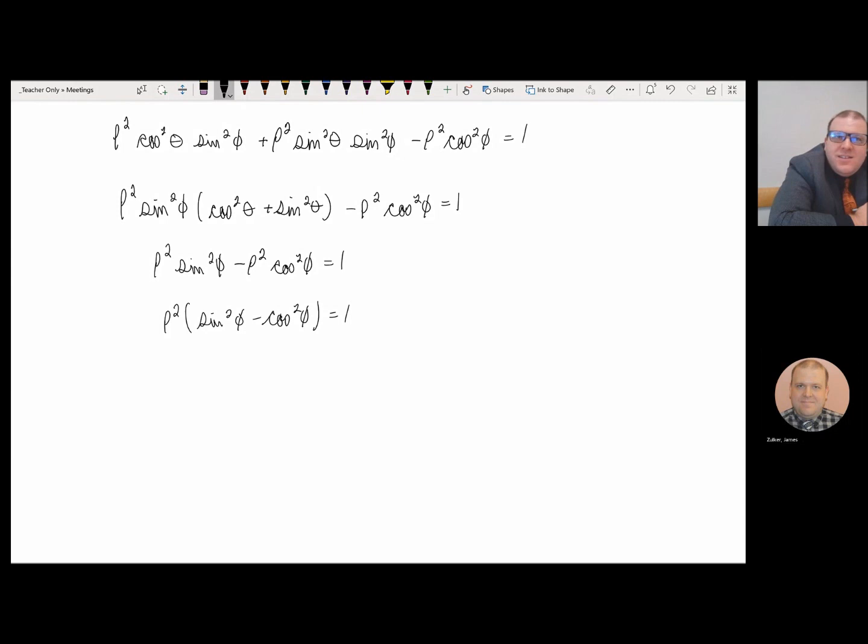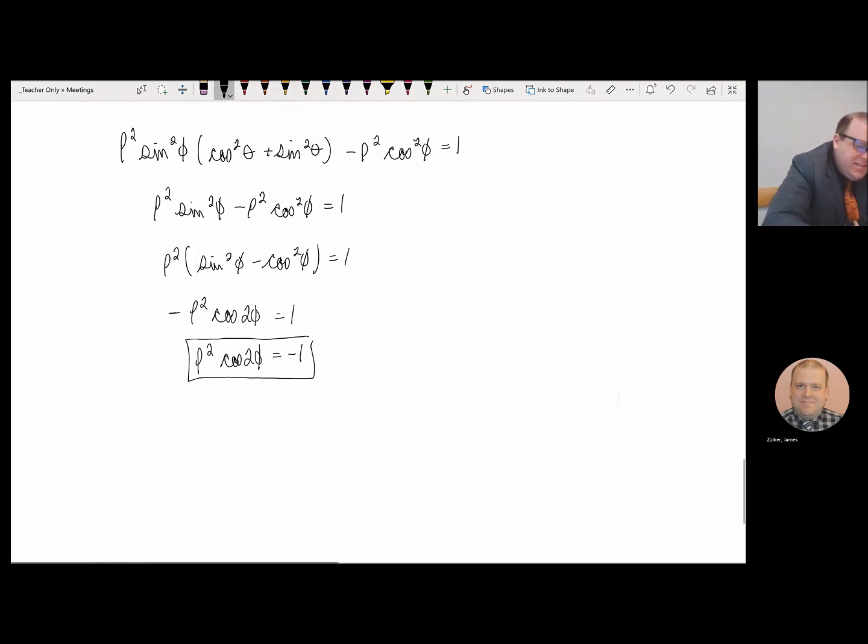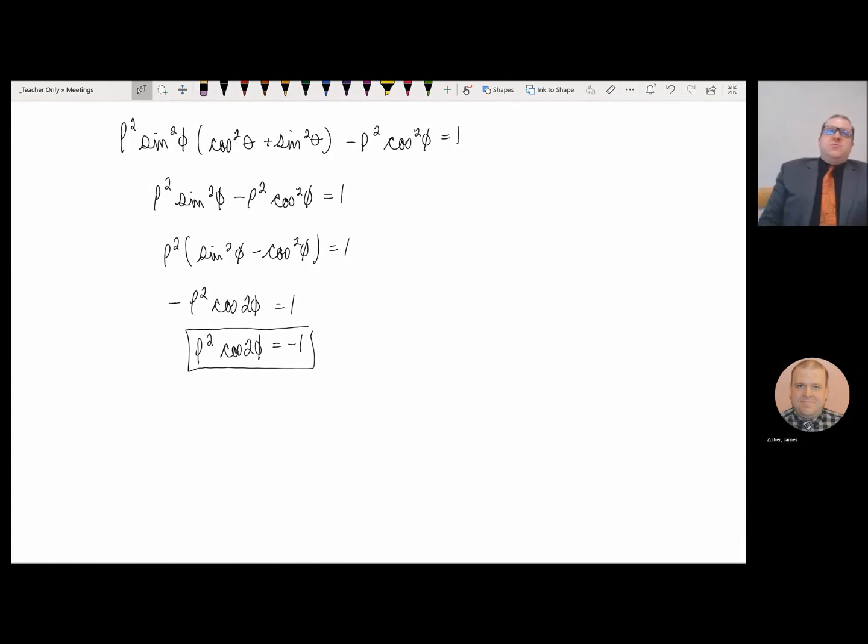That can be simplified to negative rho squared cosine 2 phi. So rho squared cosine 2 phi is equal to -1. Again, the book tends to write it in the form rho equals a function of theta and phi. So you might see that written as rho squared is equal to negative secant of 2 phi. Right? Or rho is the square root of negative secant 2 phi.